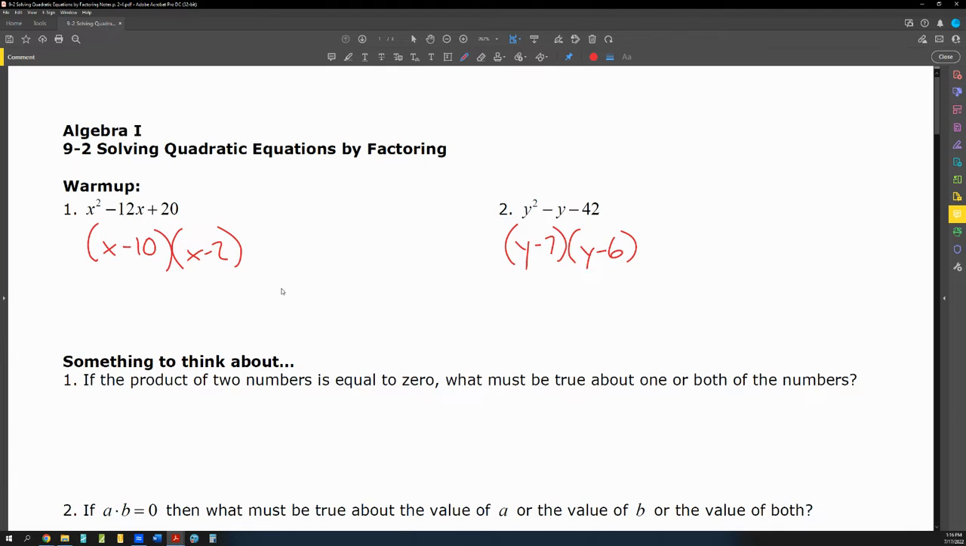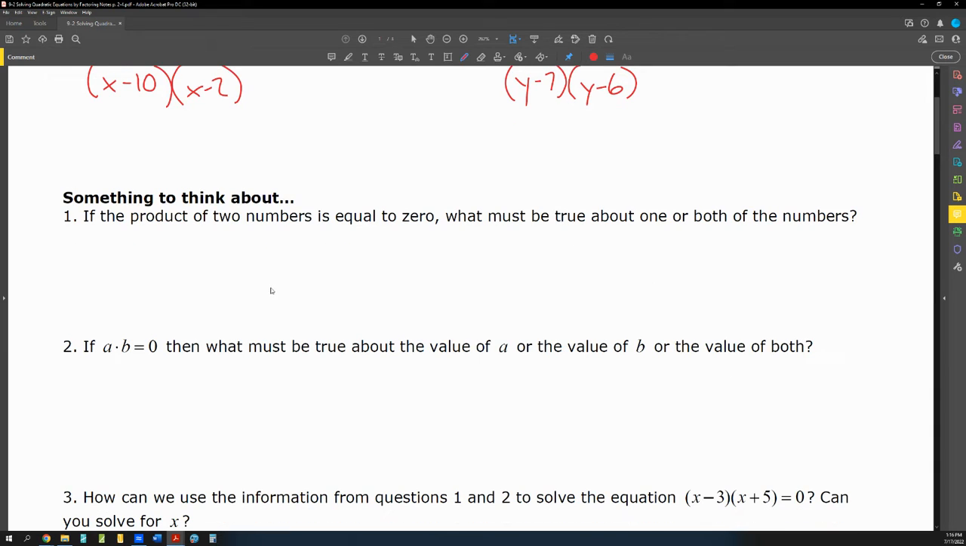So something to think about. What if the product of any two numbers is equal to 0? If we were to say two numbers times each other is equal to 0, what must be true about one of those numbers? So something times another thing equals 0. What can you tell me about those numbers? Take a moment and think about it and write your answer below.